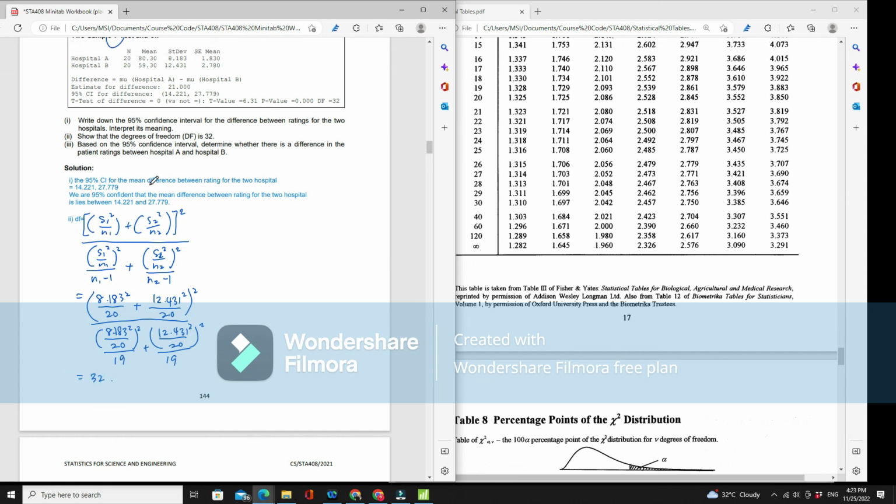Right, last one, number 3. Based on the confidence interval, determine whether there is a difference in the patient ratings between hospital A and hospital B. So based on the 95% confidence interval, which does not contain 0, therefore there is a difference. There is enough evidence to conclude that there is a difference in the patient's rating between hospital A and hospital B.